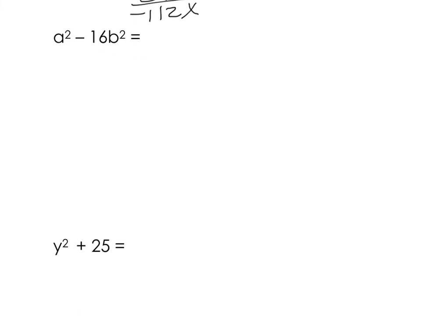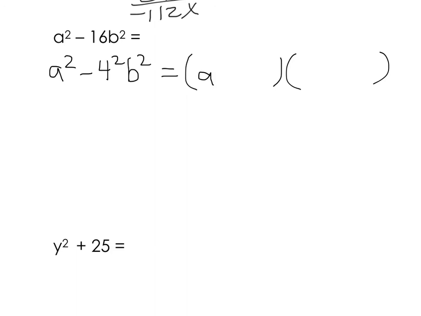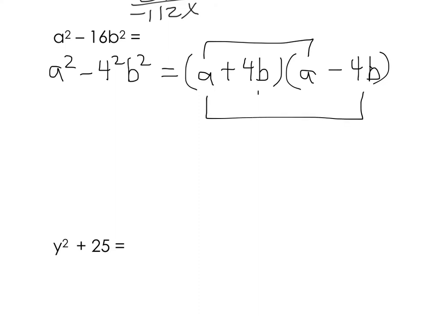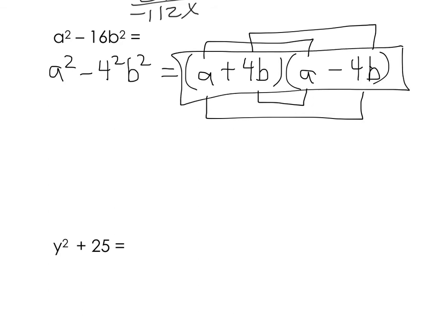Oh, look at this one. Once again, that's the difference of perfect squares. That's a squared minus 4 squared b squared. The difference of perfect squares. So it will be a plus 4b, a minus 4b. So that'll give us a squared minus 4ab plus 4ab. Those will cancel each other out. Minus 16b squared. So that's our answer.